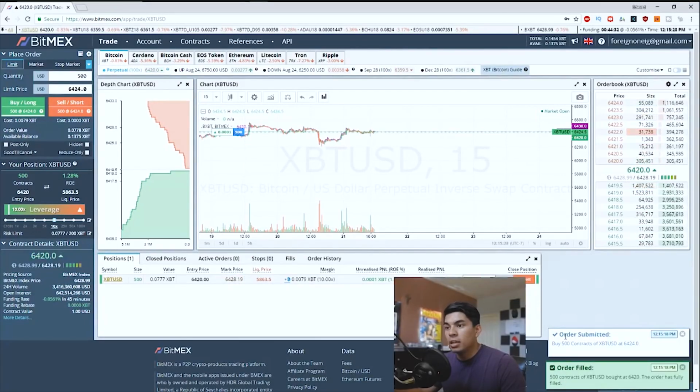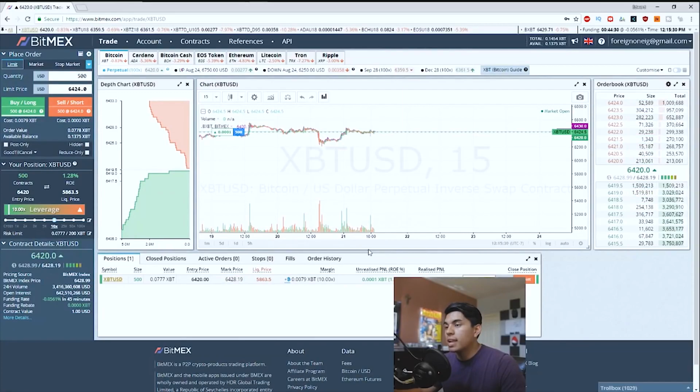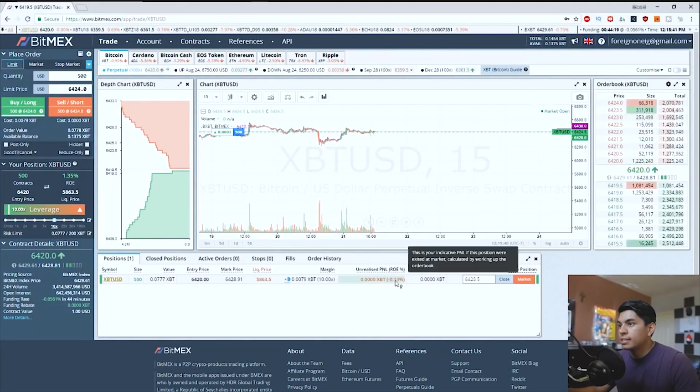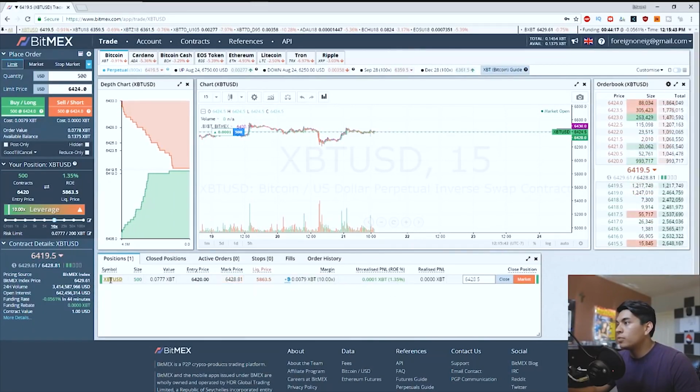So you can see right here, we have our order submitted, little green tabs, we're fine there. And now you can see we have this little tab opener here. All right, so now if I hover over this, you can see we have the symbol, which is BTC. I'm trading Bitcoin. My size is going to be $500.